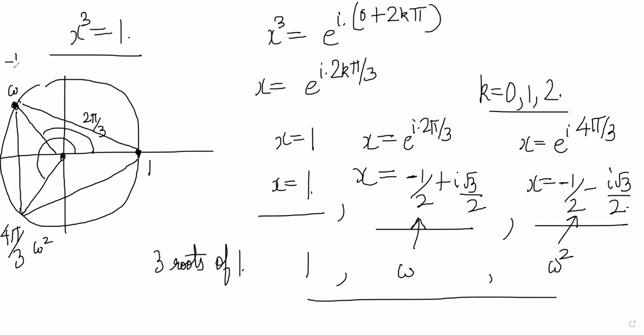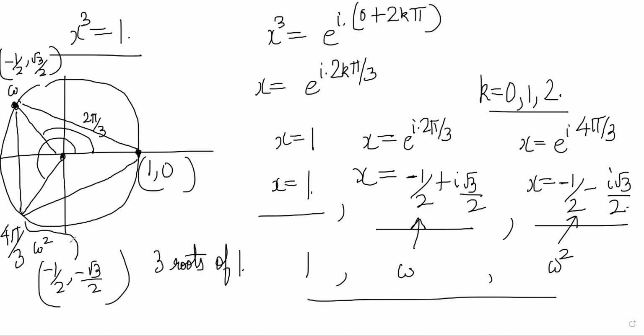This point is minus half comma root 3 by 2. And this point is minus half comma minus root 3 by 2. Find the distance between this and 1 comma 0. From 1 comma 0 to this point, the distance is (3/2) whole square plus 3/4, which is 9/4 plus 3/4, which is 3, so the distance is root 3. So this side is root 3. You will get that this side is also root 3 and this side is also root 3. Right?